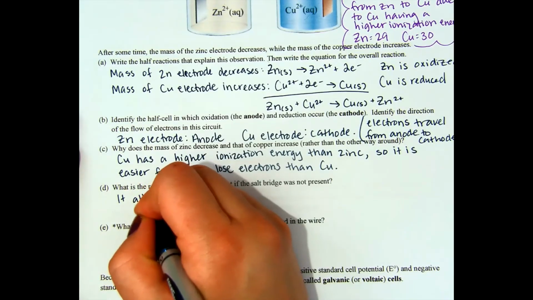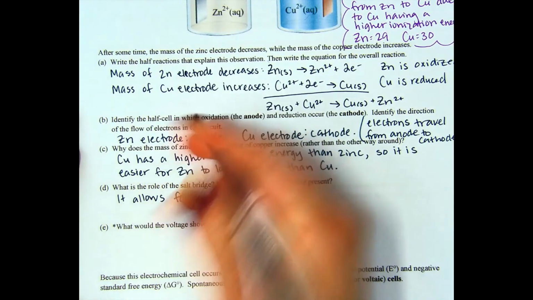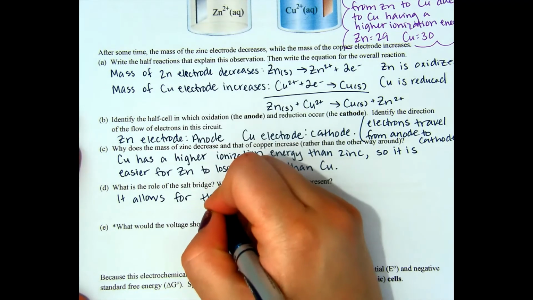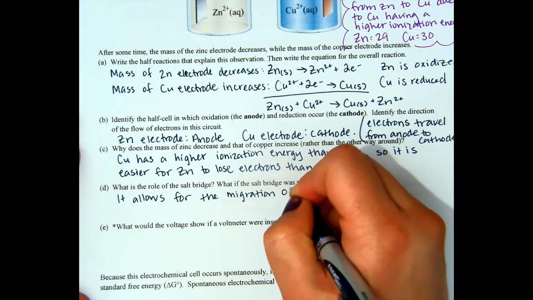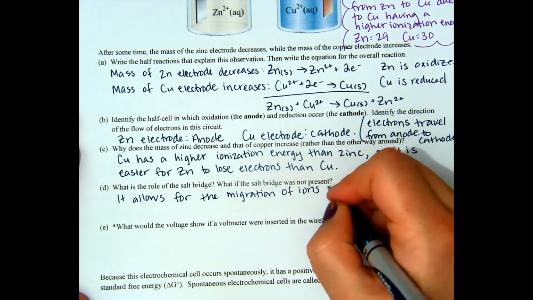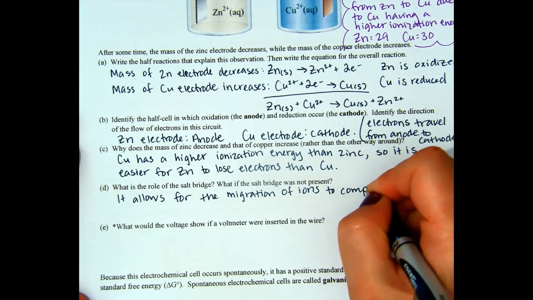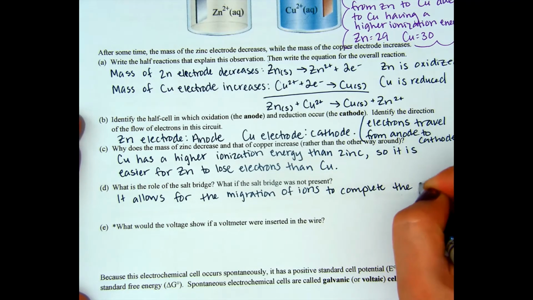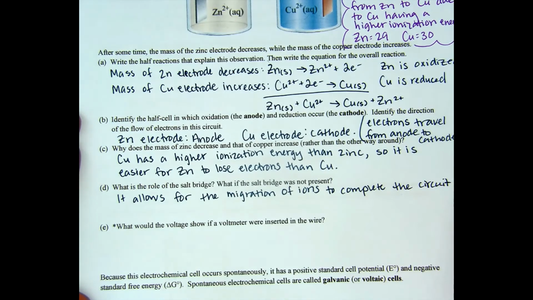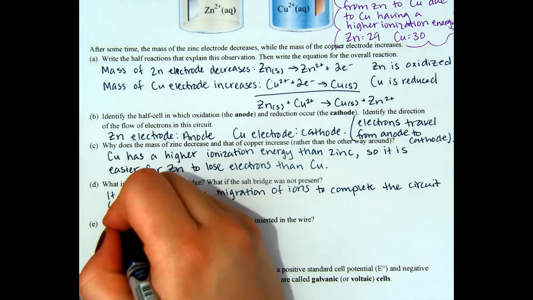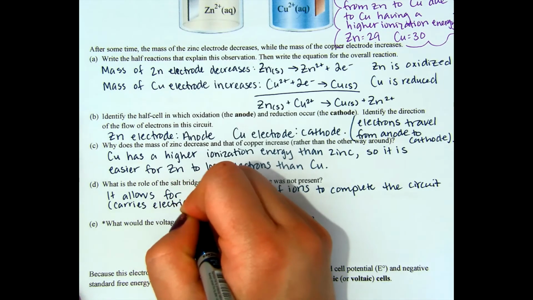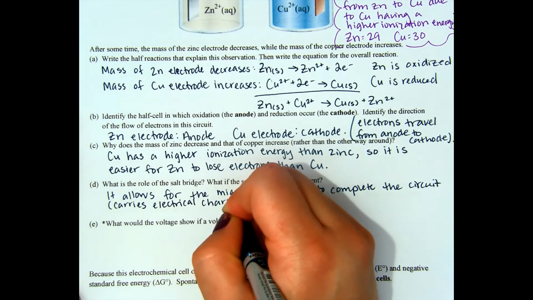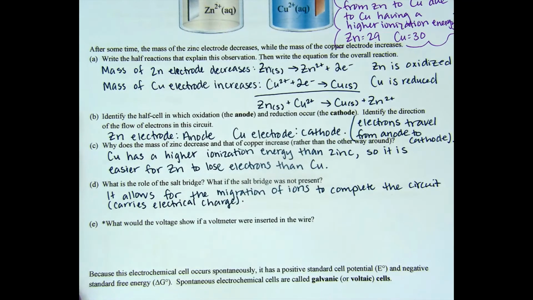So it allows for the migration of ions to complete the circuit. And that means it carries electrical charge. It also keeps our solutions neutral.